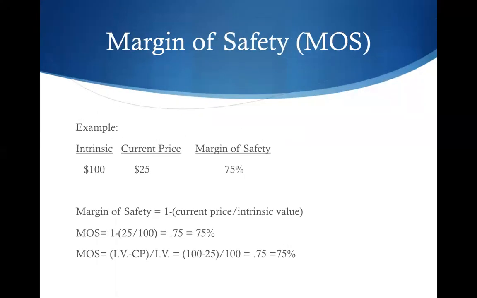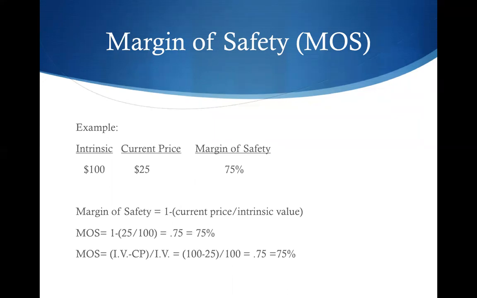Now, the margin of safety is just an example right here. Let's say you did your fundamentals and calculations and determined the intrinsic value for a stock was $100. And you saw that the current price was 25. You would do the math and come up with a margin of safety of 75%.